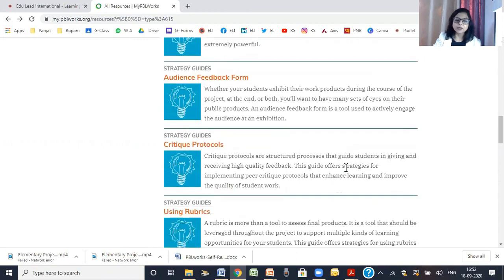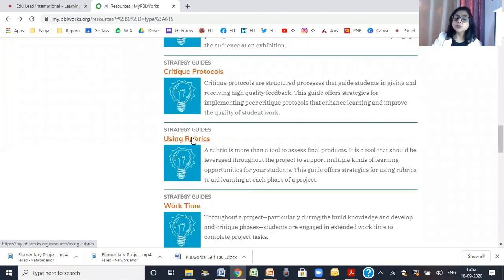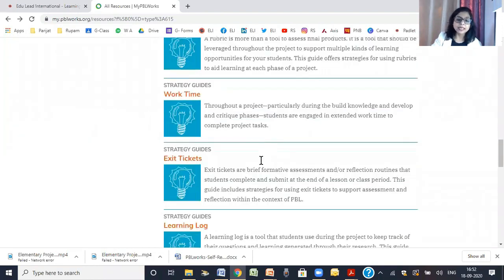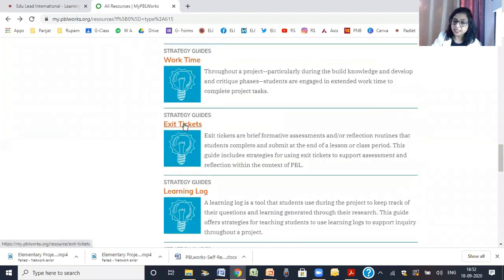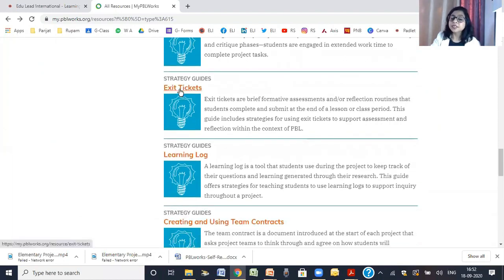Once you are presenting it to the public, what are the critique protocols? While the critiquing is going on, what protocols need to be followed? So that's also given over here. How would you use rubrics? Okay. How will you manage your work time? How will you use exit tickets? Exit tickets, I think by now everybody knows. So what is the guideline for using exit tickets?